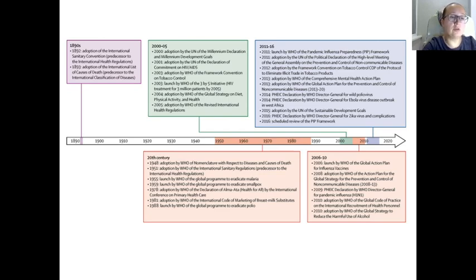Also, we can talk about health worker migration, like a regulation of this category. For example, the Stockholm Convention on Persistent Organic Pollutants and the Minamata Convention on Mercury, of 2001 and 2013.